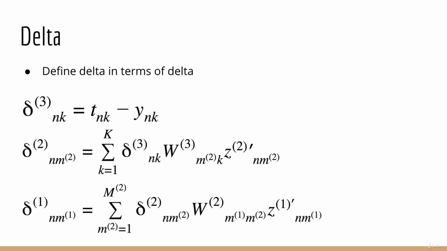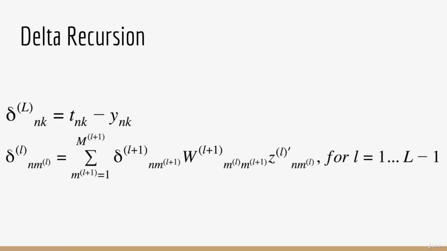So here we can see each delta defined in terms of the delta that came before it. And from here, it's easy to see that every delta, except the very first delta at the head of the neural network, follows a recursive pattern. If we say that we have a big L layer neural network, then we can define delta_L as t_nk minus y_nk. And then we can define all the subsequent deltas from L minus 1 down to 1 using the recursive expression you see here.